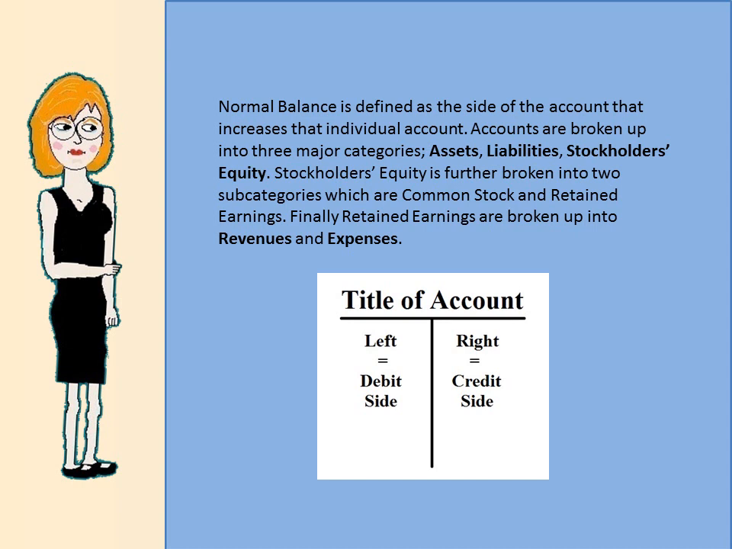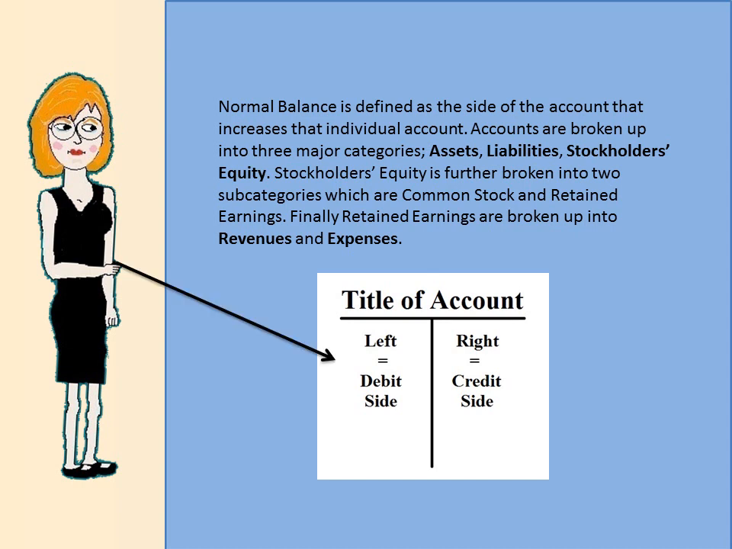Stockholders' equity is further broken up into two subcategories, which are common stock, money given to the company by the owners; and retained earnings, which is profit that is kept in the company by the owners. Finally, retained earnings are broken up into revenues, which are all the money received from customers, and expenses, which is all the bills paid in the process of earning that revenue.